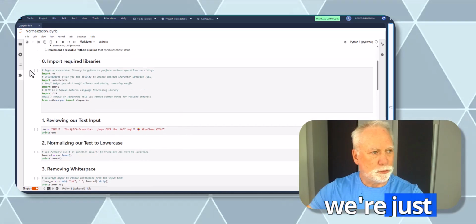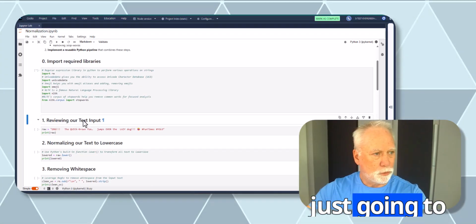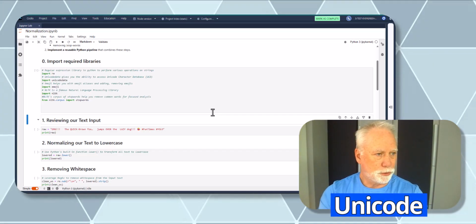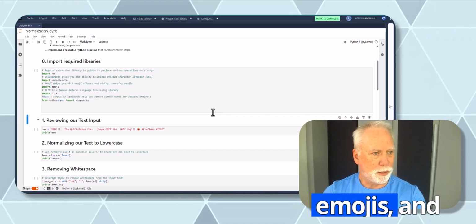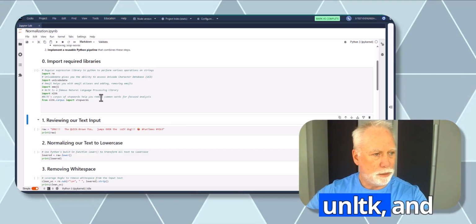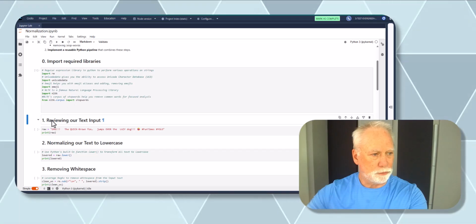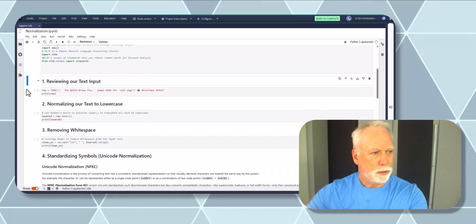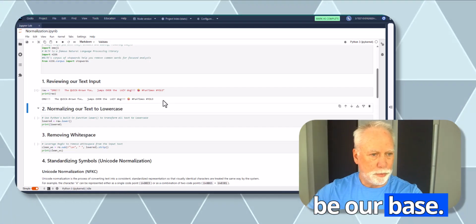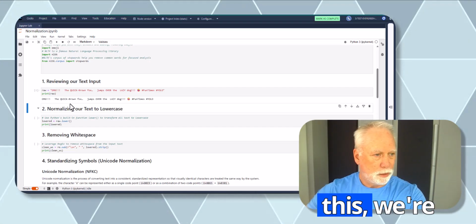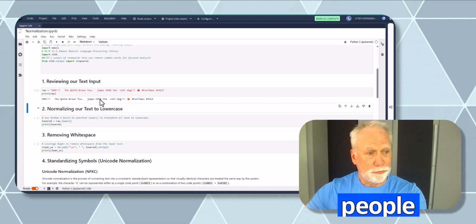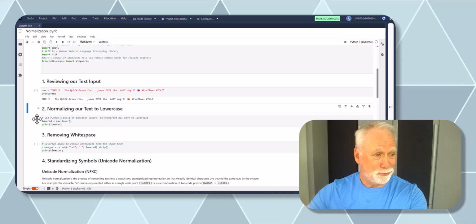So the first section here, we're just going to import some libraries. So just going to run this, going to import the libraries that we need: Unicode data, emoji to spot the emojis, and in this case we're going to use NLTK and NLTK corpus, and we're going to pull stop words with it. And in this section, we're just going to set up our base sentence, right? You can see this, quick brown fox, a lot of white space, some emojis, and don't laugh, I've had people send me emails like this, all right? So it is what it is.